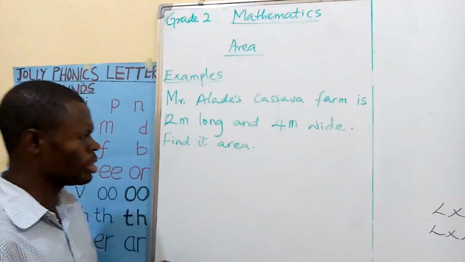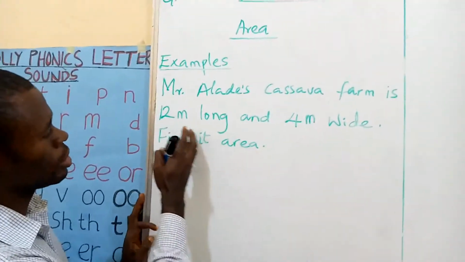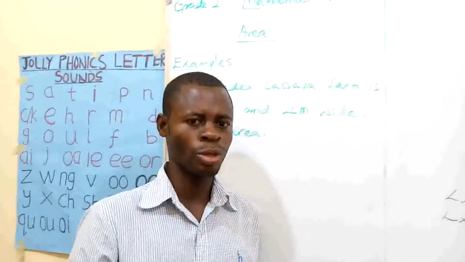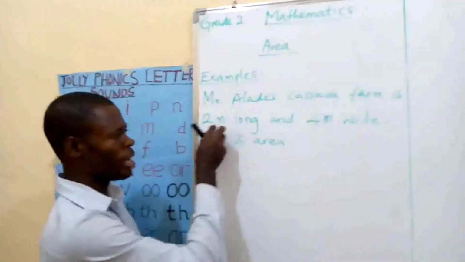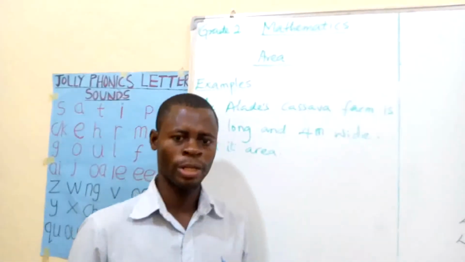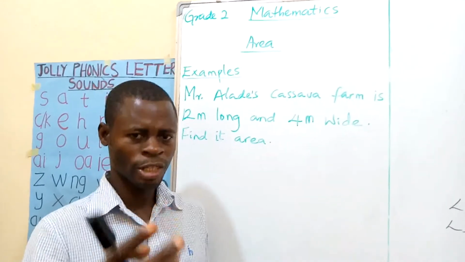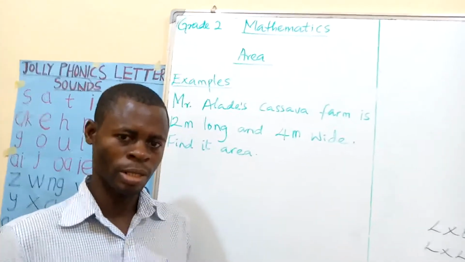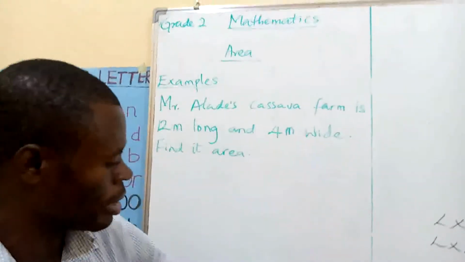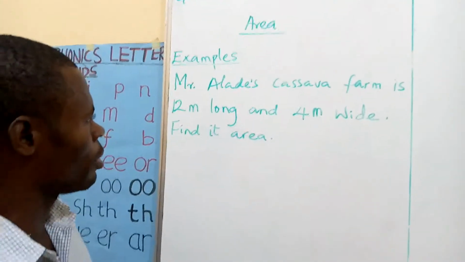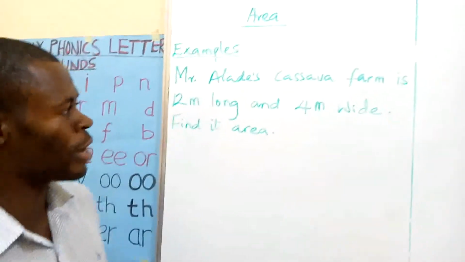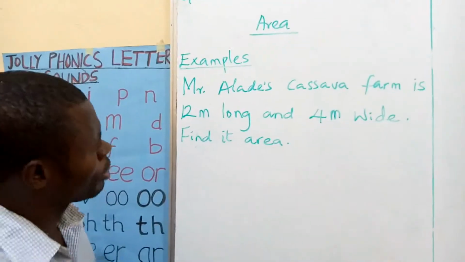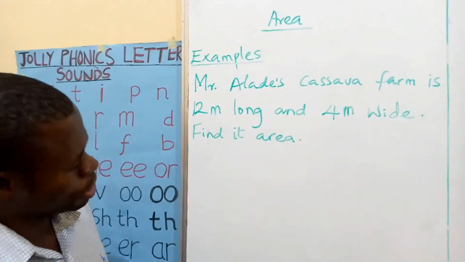With this question, you observe that the sides that are given are different. That should let you know that one side is length, the other one is what? Width or breadth. And which of the shapes has one side longer than the other? A rectangle, isn't it? So we are going to look at the formula for calculating the area of a rectangle, which we are going to use to find out the area of Mr. Alade's cassava farm. But first of all, we are going to draw the shape first.